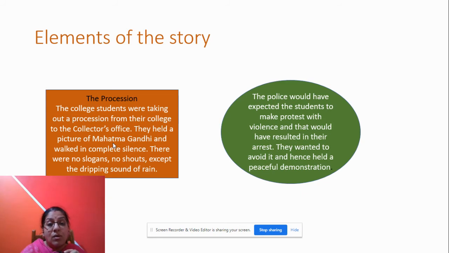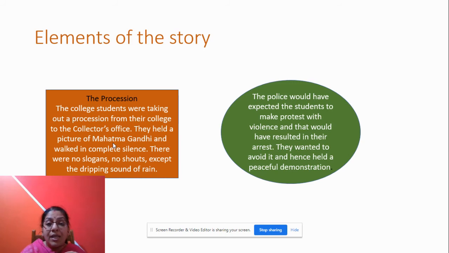And the police was also present there, in case of any agitation or violence, they would arrest the protesters. But what happened? There were no shouts, no slogans, except the dripping sound of rain. So, as I told you, it was raining, but they did not care a bit about the rain.